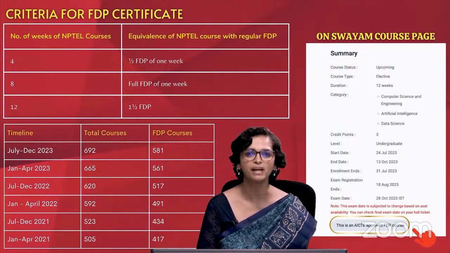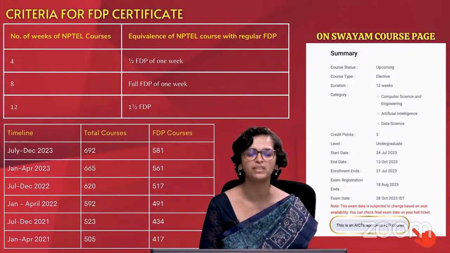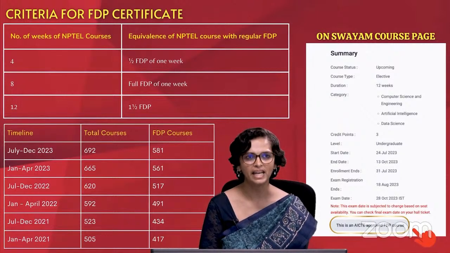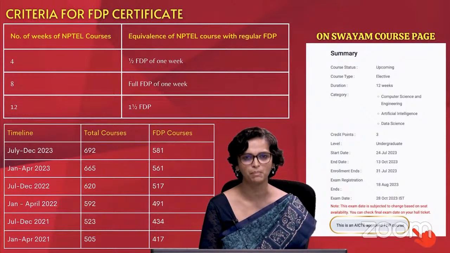And the conversion mechanism that AICTE has agreed upon with NPTEL is that a 4-week NPTEL course is taken as equivalent of half FDP of 1 week. An 8-week NPTEL course is taken as a full FDP of 1 week and a 12-week NPTEL course is treated equivalent to a 1.5 FDP.